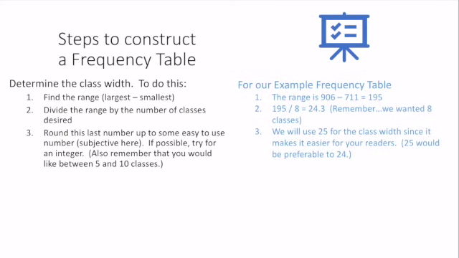So for our frequency table, we take our largest value minus our smallest, and we get a range of 195. We divide that by 8, and we get 24.3. Remember, we wanted 8 classes. And we're going to go ahead and use 25 as our class width, okay? Why? Because it makes it easier for us viewers. You know, we're already used to counting by 25s when we're working with quarters and things like that. So that would definitely be preferable to 24.